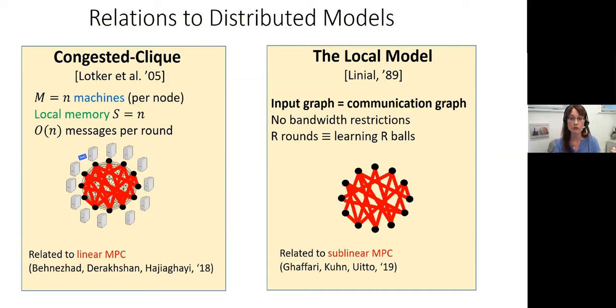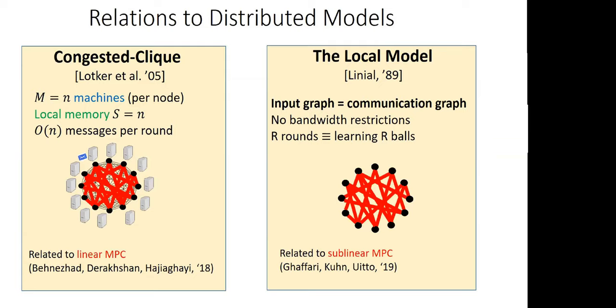If I want to describe this model in the language of MPC, I will just say that I have n machines, one per node. And in every round, every machine can exchange order of n bits of information with each of the other nodes. Here, the global memory is n squared. And as you can see, this model is very much related to the linear MPC, at least with respect to the size of the local memory.